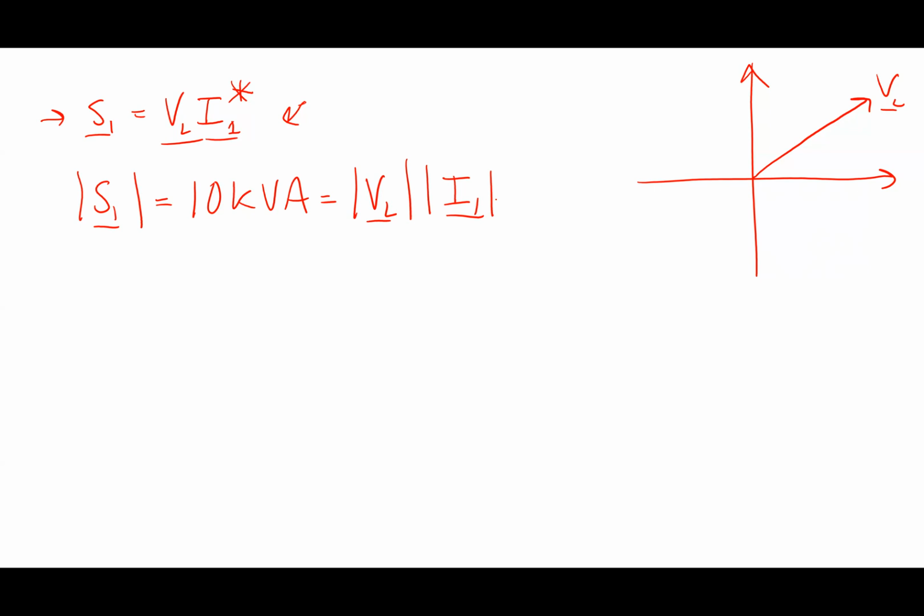I know what the magnitude of VL is. I said that was 208 volts, right? So this is equal to 208 multiplied by the magnitude of I1, whatever that may be, and then we solve for that just by algebra. And what do I get? That works out to be, in this case, 48.0769 amps.